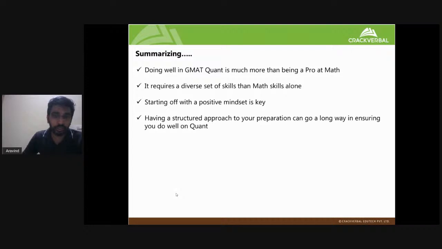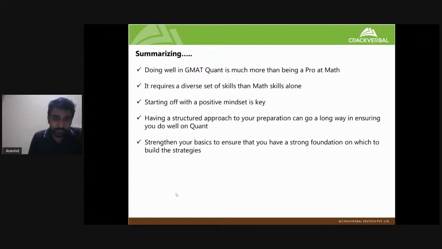Have a structured approach to your preparation. First, focus on building the basics of numbers, algebra, geometry. Then, focus on doing the OG questions. Take up a course, learn the strategies and concepts, solve the OG questions. Have a structure to your preparation. Giving a structure to your preparation can go a long way in building confidence.